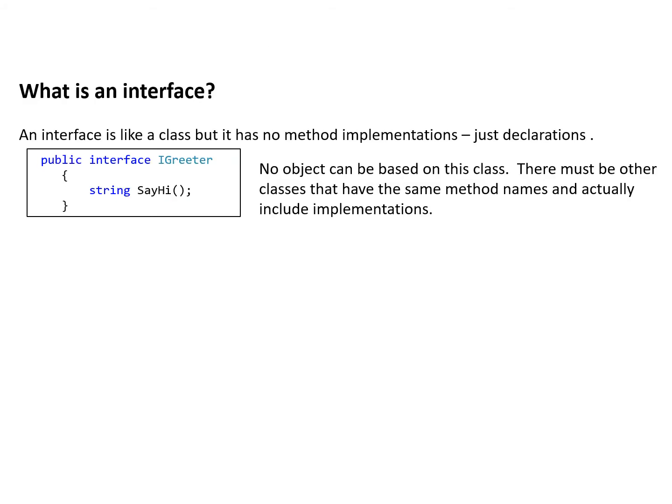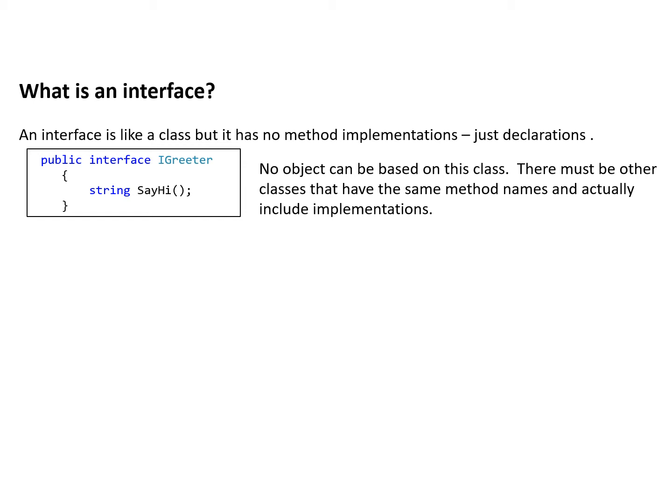So what is an interface? An interface is like a class, but it has no method implementations, just declarations. We'll talk about what that means here in a minute, but take a look at this in the box. It says public interface iGreeter. Now, if it were a class, it would say public class, but this says public interface. One thing that we do with interfaces in ASP.NET is start the name with a capital I. So that lets everyone know that it's an interface, not just a regular class.